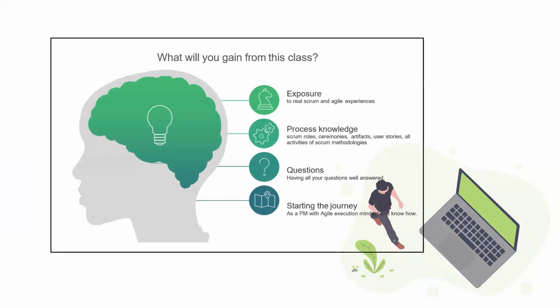The purpose of this class is for you to understand Scrum and Agile experiences, process knowledge, Scrum roles, ceremonies, artifacts, user stories, all activities, and basically how you can transition to become a Scrum Master and then an Agile person.